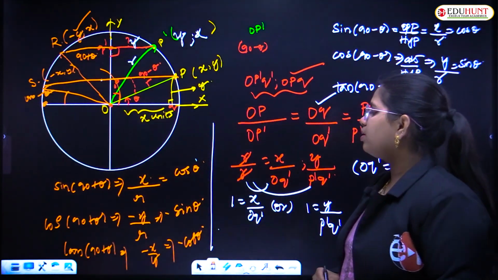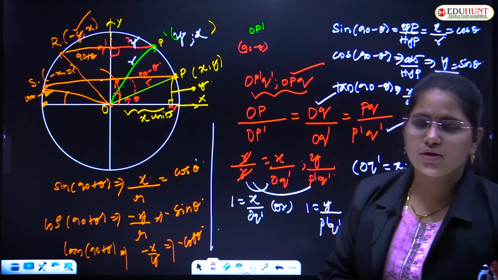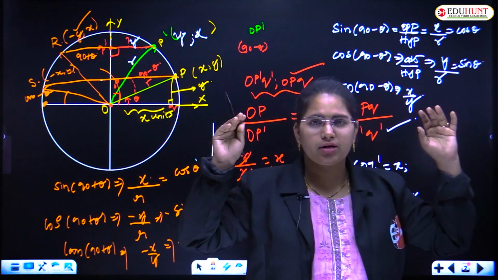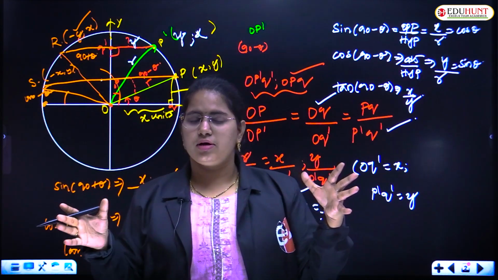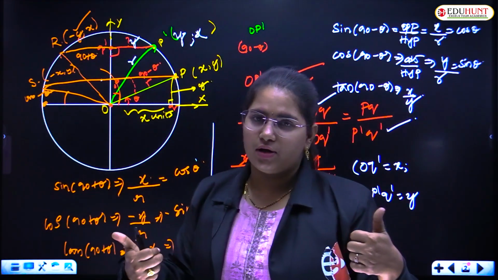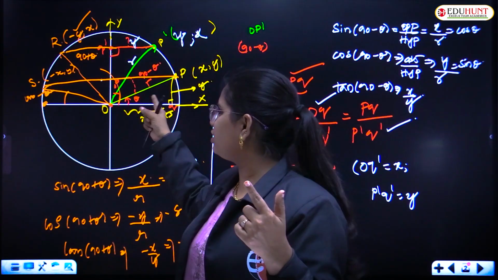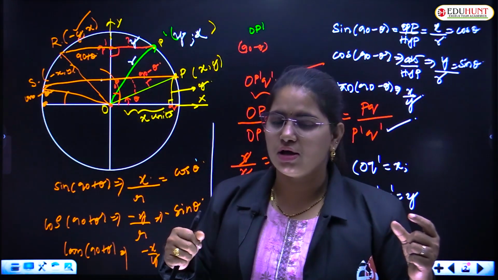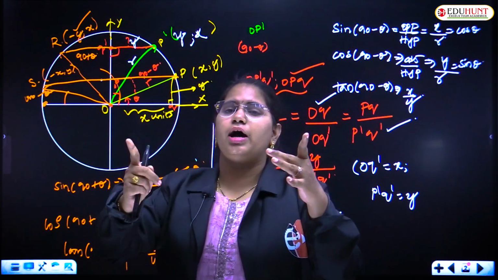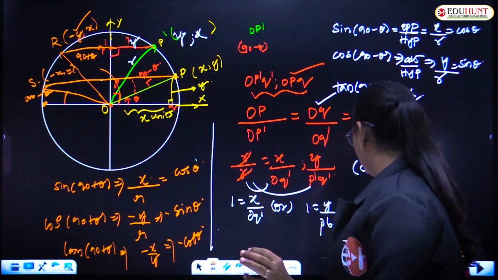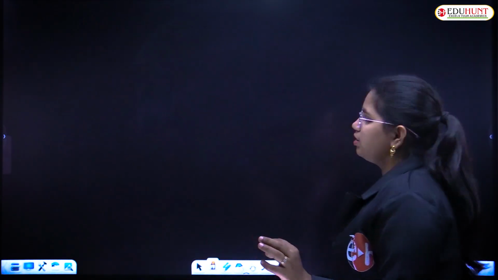Correct? So this is about the concept, but you can't remember all these things, right? You will get a little bit clumsy. If you want to read it in this form, that is fine. But you can't remember all these things. Every time you can't draw the diagram. So to avoid that problem, I have a trick for you. How to remember in a shortcut way?